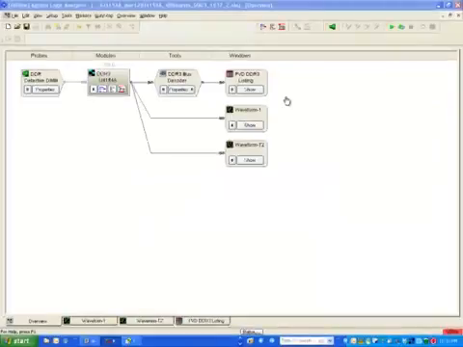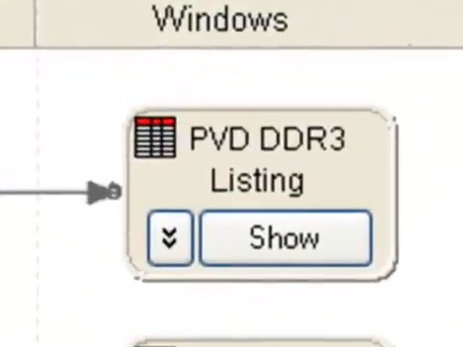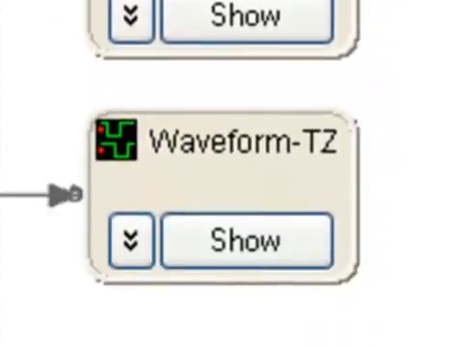We have three viewing windows. One is a listing window off of the decoder. There is a state waveform window and a timing zoom window with high-resolution waveforms around the trigger point.